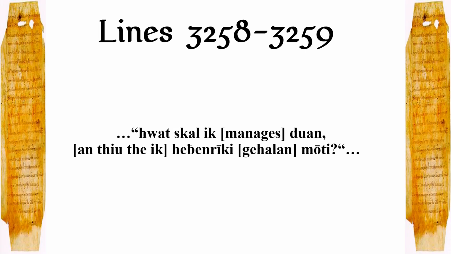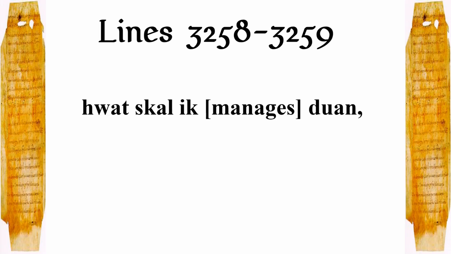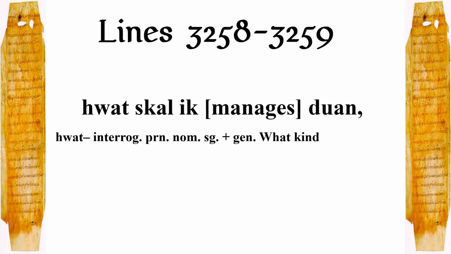And so we'll start with the first clause, right? Huat skal ik manaiges duan. So, what does this mean? Well, we'll start with the first word, and that is huat, which means what. But in the case of this sentence, because later on we have a genitive, manaiges, which is in the genitive, with huat this would be translated as what kind.